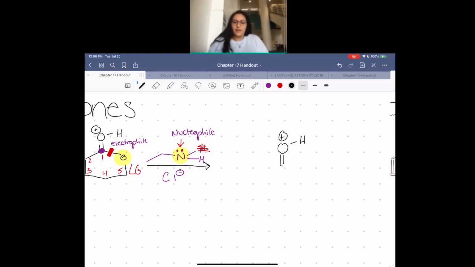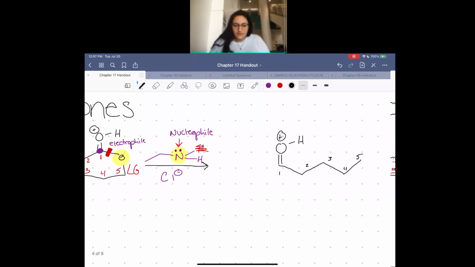Plus carbon 1, 2, 3, 4, 5. Off of carbon 5, since we broke this bond that way, we have an O attached, an O minus. And on the other side, on carbon 1, is where we attached the nucleophile. So we get this.